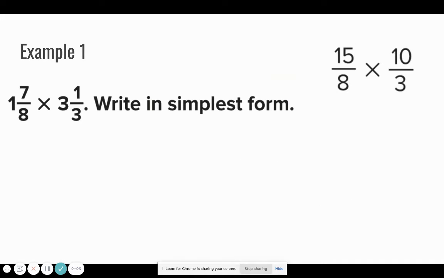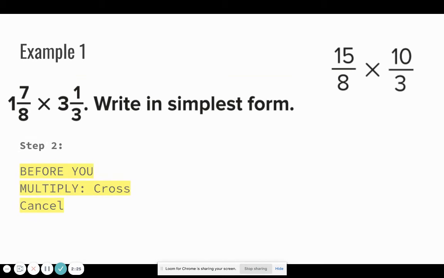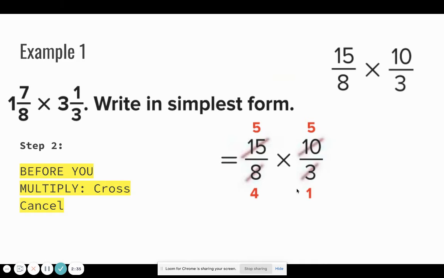Remember, 15/8 times 10/3, because now we are going to do something called cross-canceling, and you do it before you multiply. You look at the 15 and the 3, and you have to decide if there's a factor, a number that goes into both of them. In the case of 15 and 3, 3 goes into both of them. So before you multiply, you can say 3 divided by 3 is 1, and 15 divided by 3 is 5.